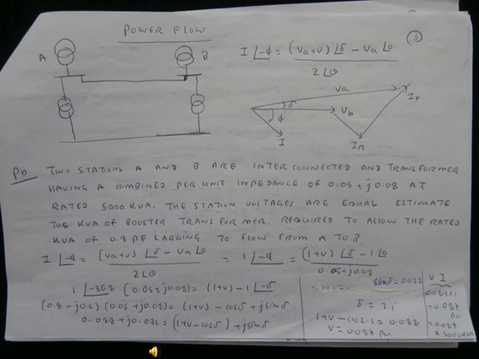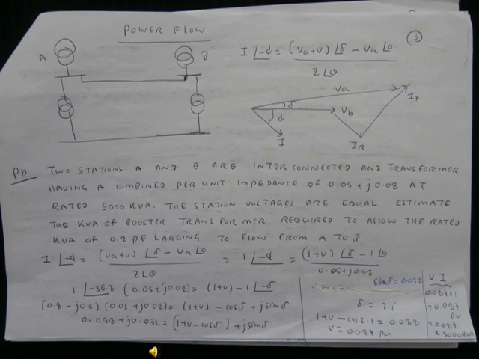Firstly we have to calculate I angle minus phi. I angle minus phi is equal to VA plus V angle delta minus VA angle 0 divided by Z angle theta. So there will be 1 angle minus phi equal to 1 plus V angle delta minus 1 angle 0 divided by 0.05 plus J 0.08. So that will be 1 angle minus 36.8 multiplied by 0.05 plus J 0.08 equal to 1 plus V minus 1 angle minus delta.